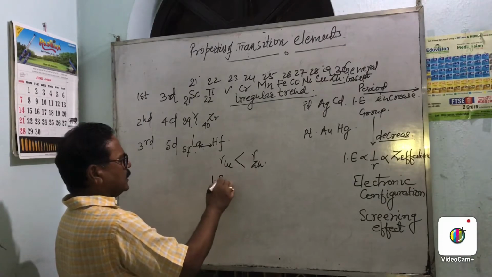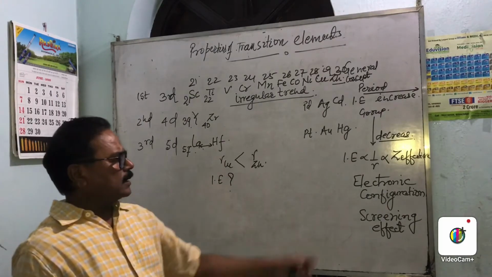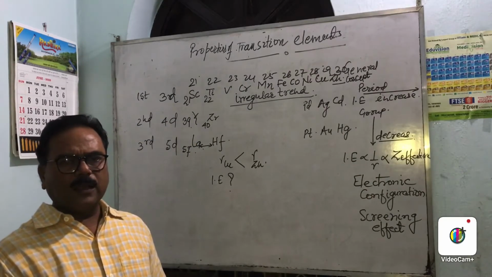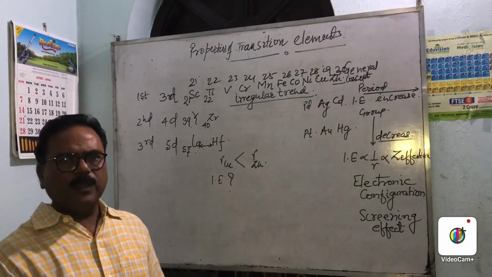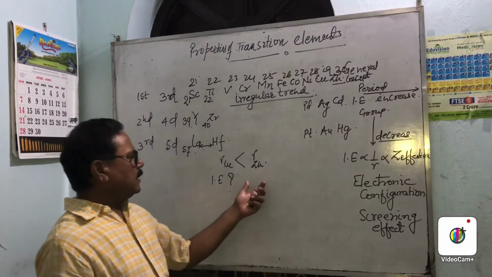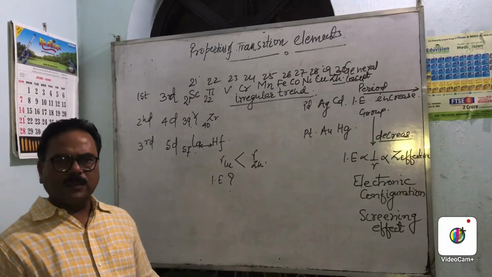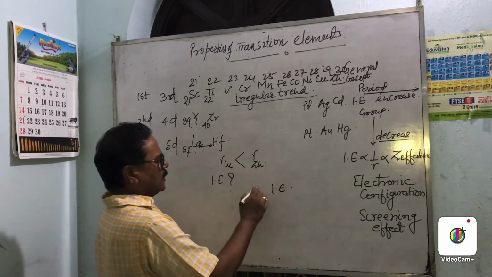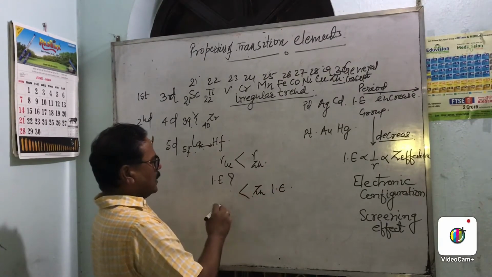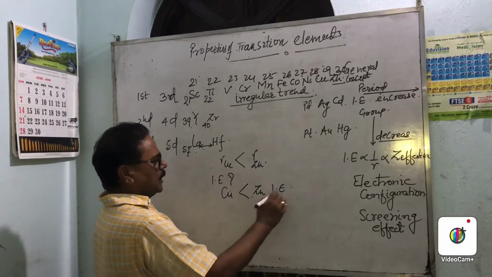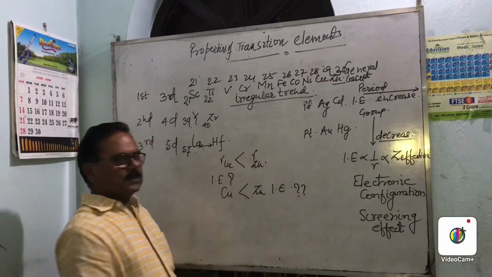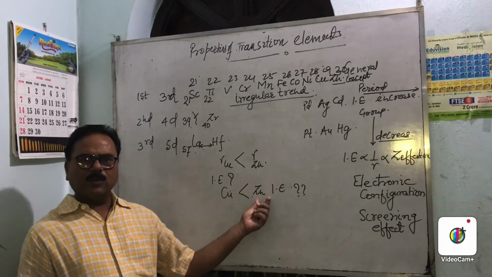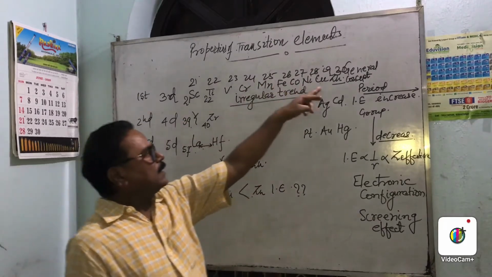What about the ionization energy? If we apply the concept here, if the radius is high, the ionization energy will be low. But we say the ionization energy is also high. The ionization energy of zinc is higher than that of copper. Again the question arises: why is the ionization energy of zinc higher than that of copper?